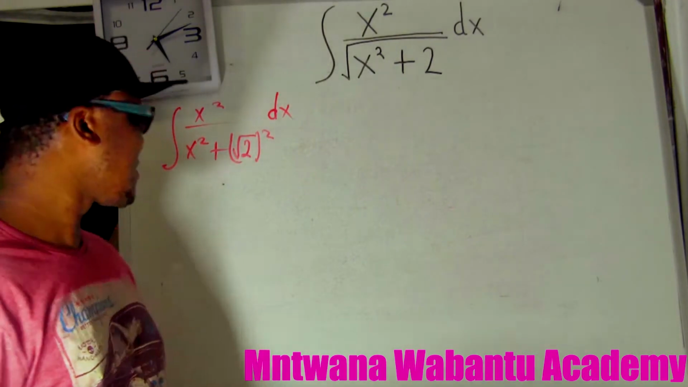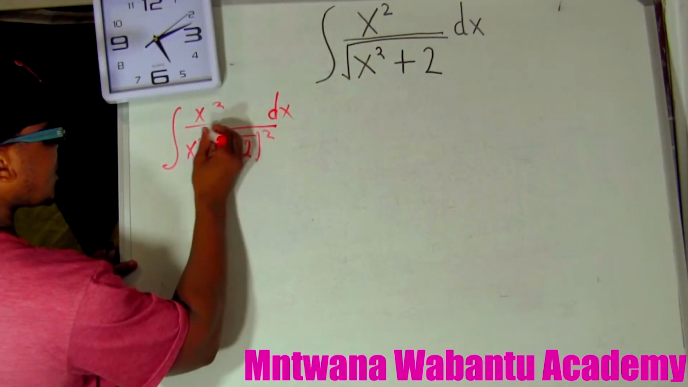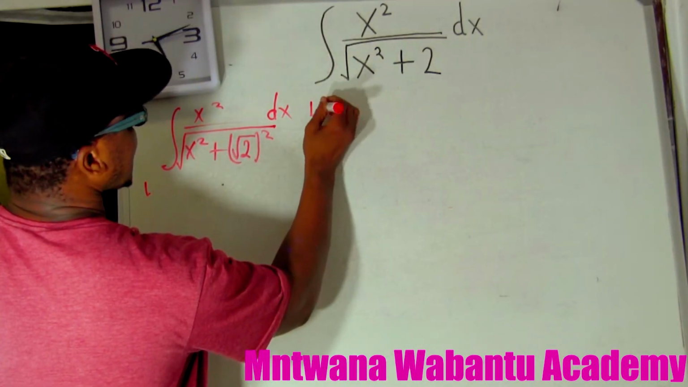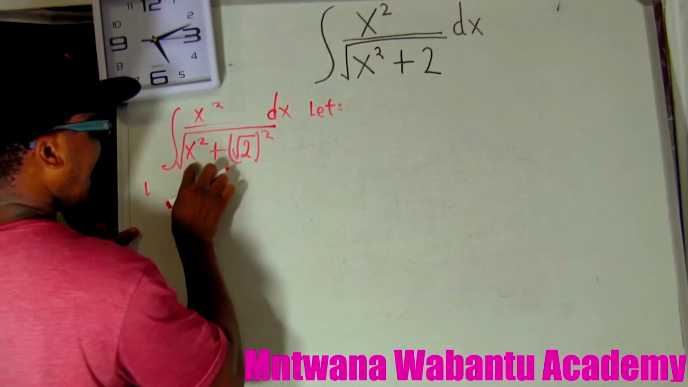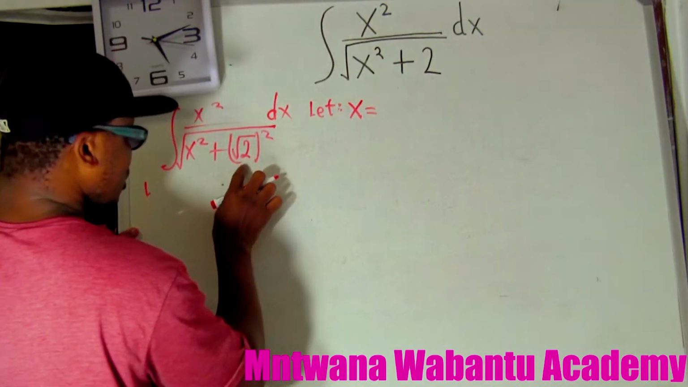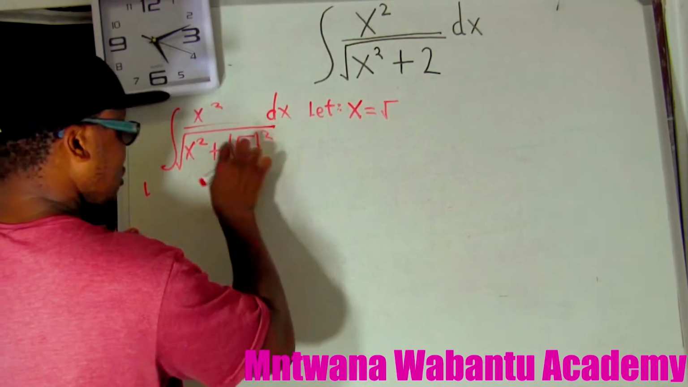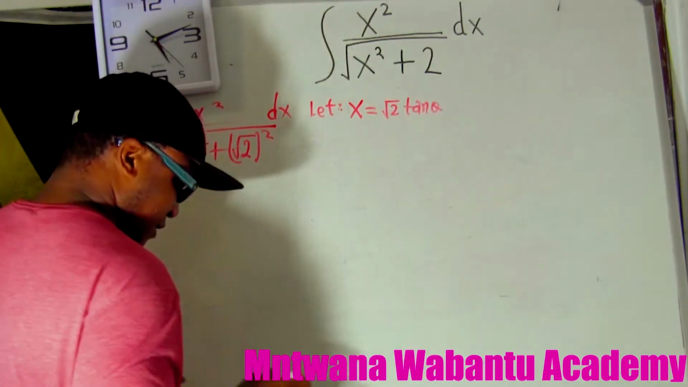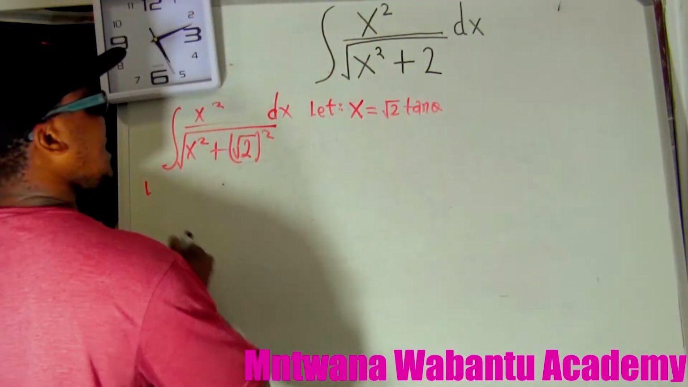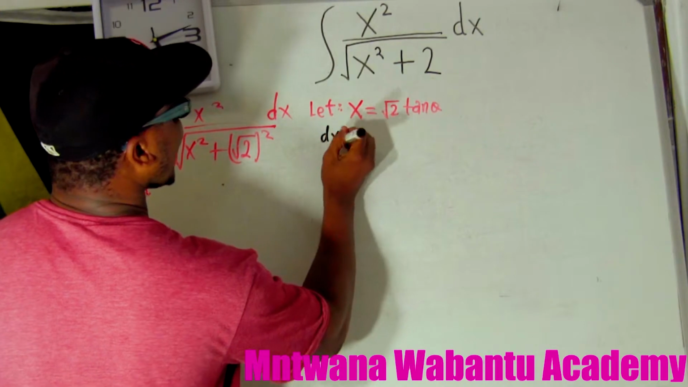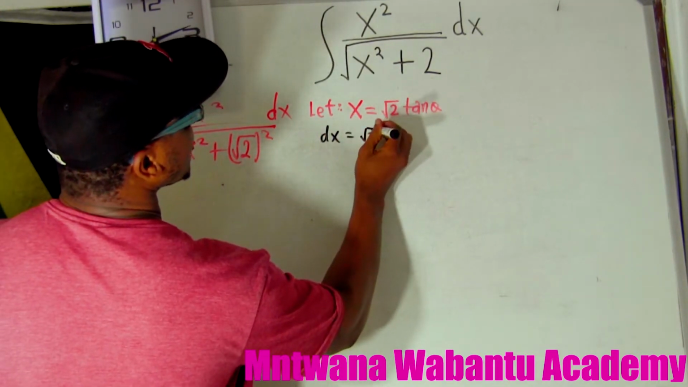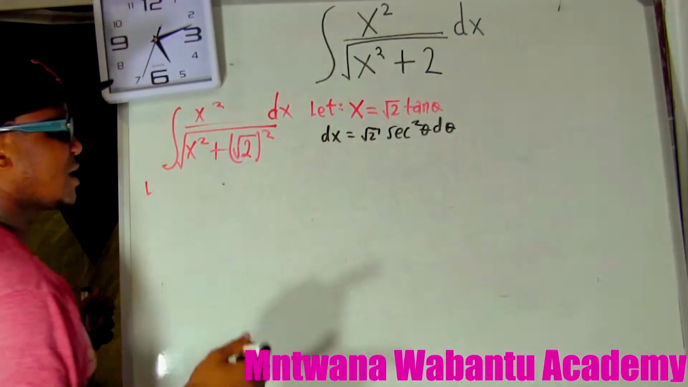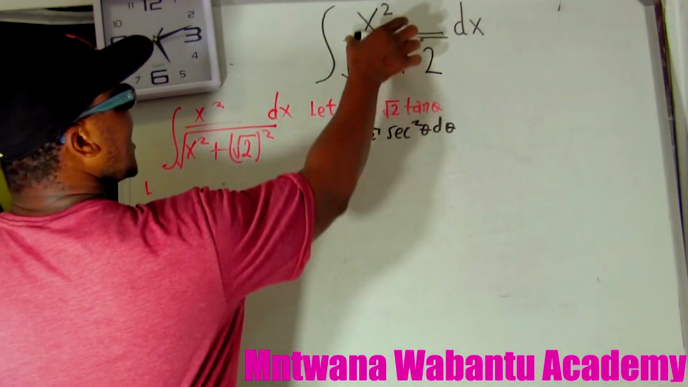You see what I'm saying? Same thing. Since we have a root here, I'll let x equal the square root of 2 tan theta. The next thing is to differentiate: this gives dx, and when you differentiate tan you get sec squared theta d theta, so dx equals the square root of 2 sec squared theta d theta. The next step is to substitute everything back.